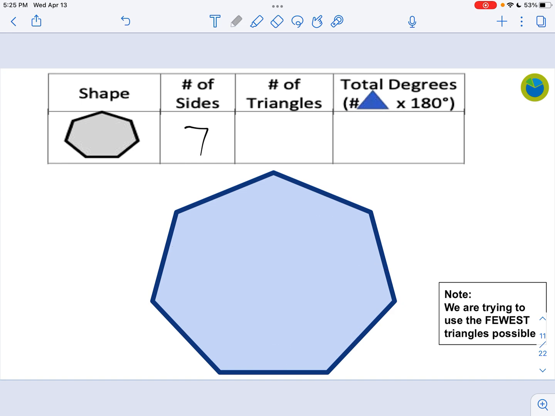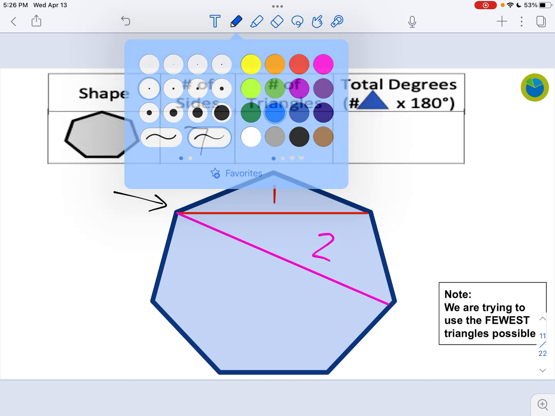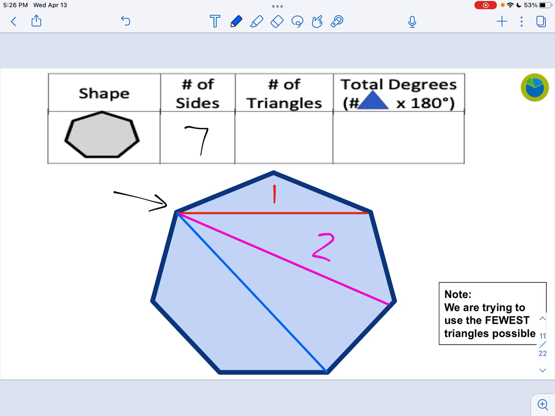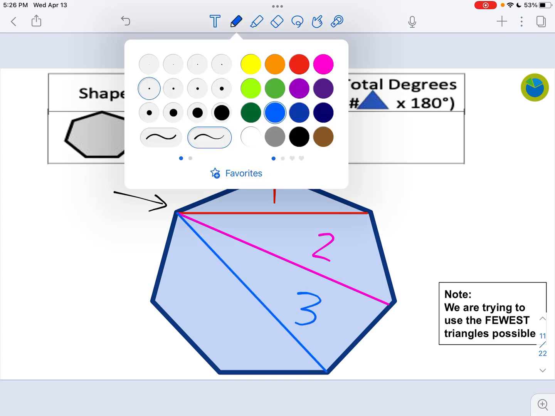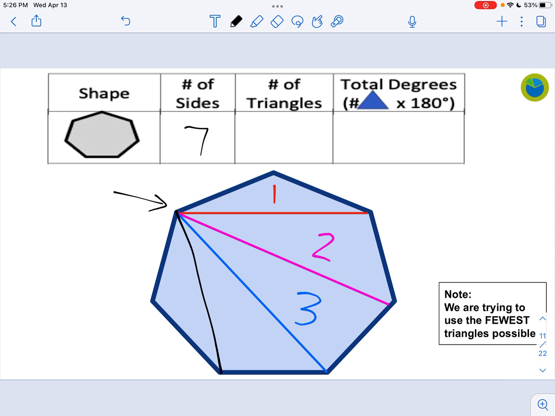I'm going to pick this corner right here to start, and I'm going to make my lines going across, right? So again, I'm not going to pick down there because neither one of those is triangles. I'm going to go straight across. There's a 3-sided triangle, 1. Grab another color. Go to the next vertex, 2. Grab another color. Go to the next vertex, 3. Grab another color. Go to the next vertex, 4. That last piece that's left over. Yep, that's 3 sides. That's a triangle. There are 5 triangles.